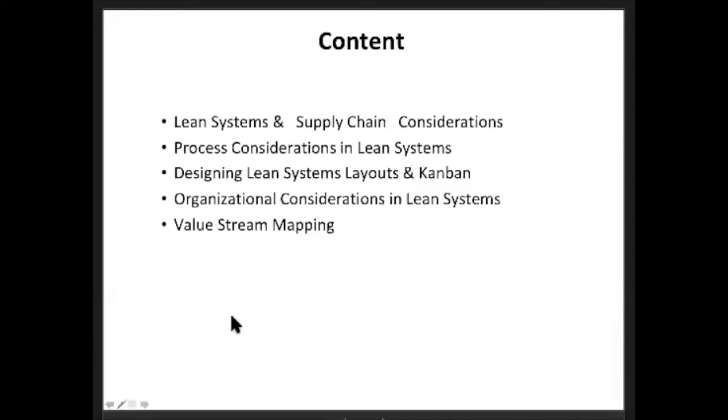So lean systems and different aspects associated with lean systems, what goes on there. We'll just go over the content, review it, and then also take a look at the articles that we have for this week.